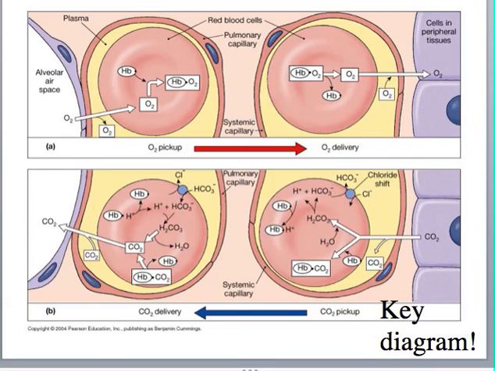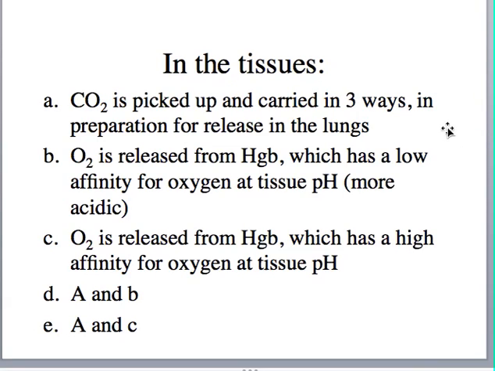All right, so let's look at this question. In the tissues, let's see which of these are true. A: CO2 is picked up and carried 3 ways in preparation for release in the lungs. Okay, that looks pretty good to me. B: Oxygen is released from hemoglobin, which has a low affinity for oxygen at tissue pH. That means it's more acidic, because tissue pH is more acidic.